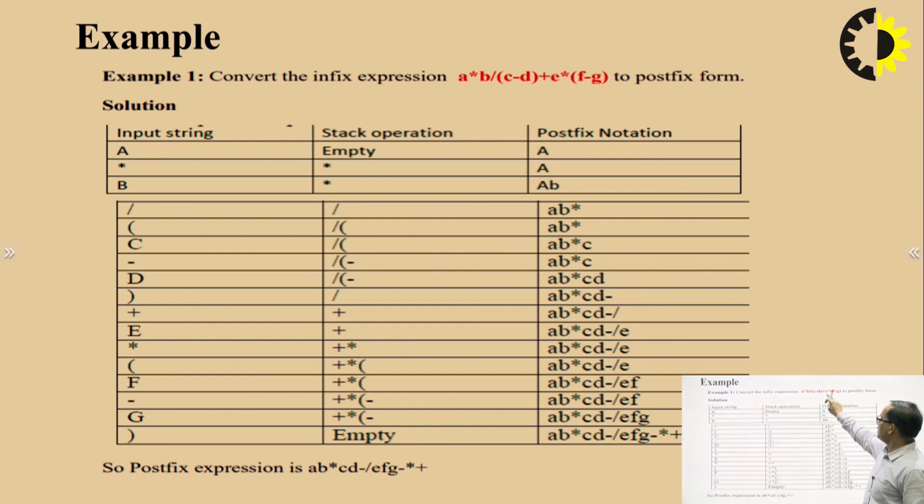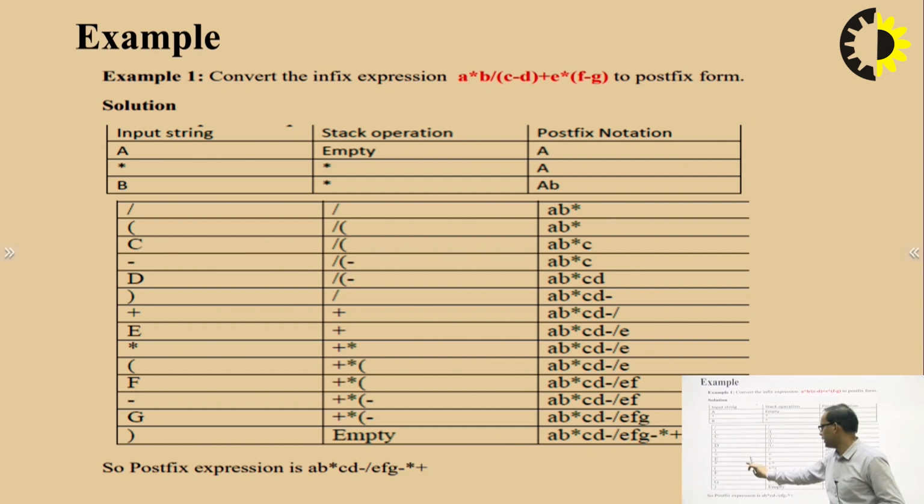After that comes the plus operator, and on the stack there is now the divide operator. So we will compare the precedence of divide with the precedence of plus. Since the precedence of divide is greater than plus, the divide operator will be removed from the stack and added to the postfix expression. After that, e is an operand, so it will be added to the postfix expression.